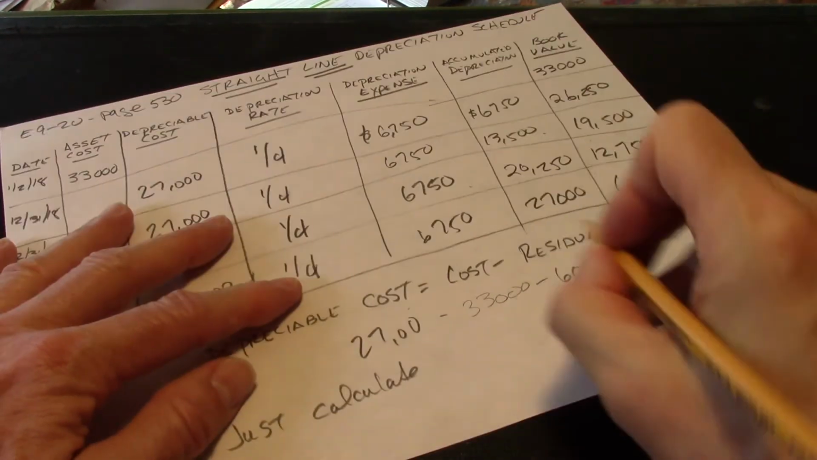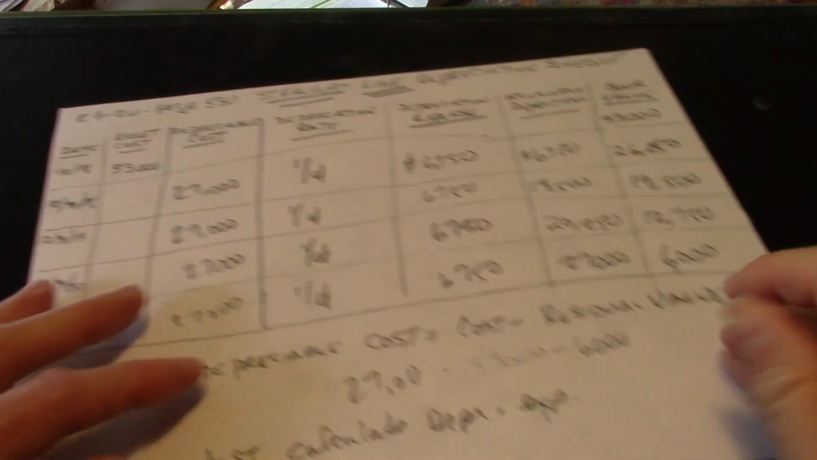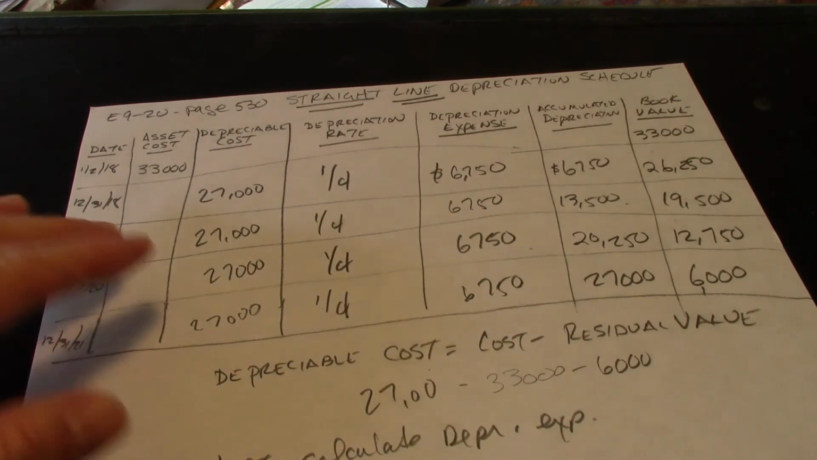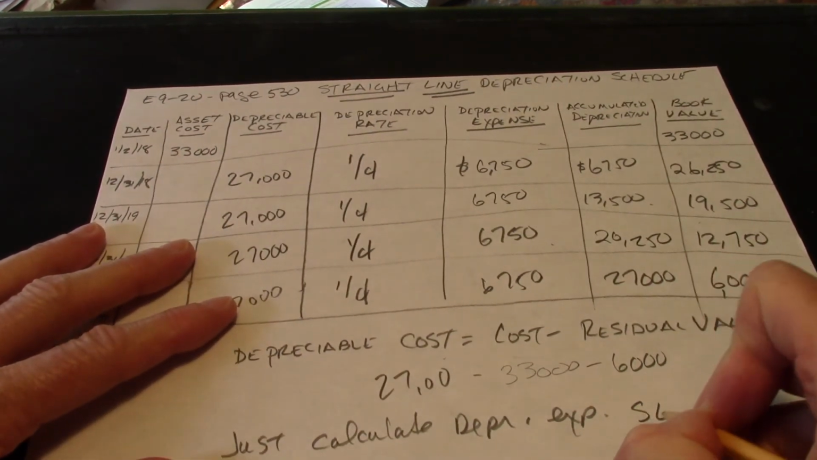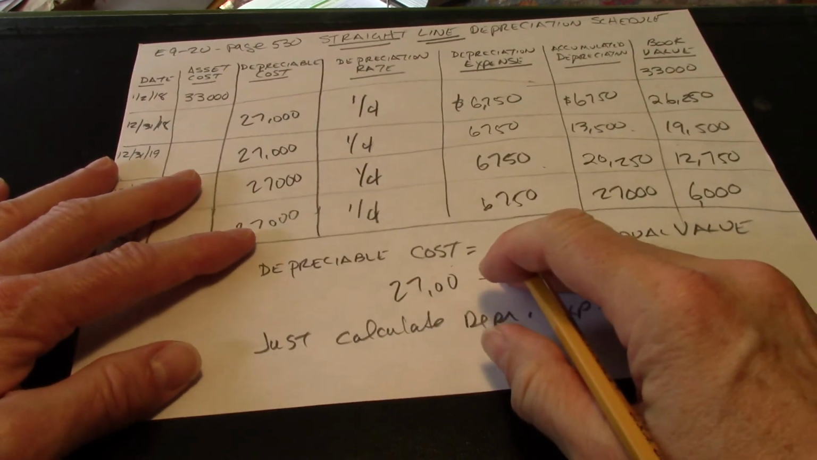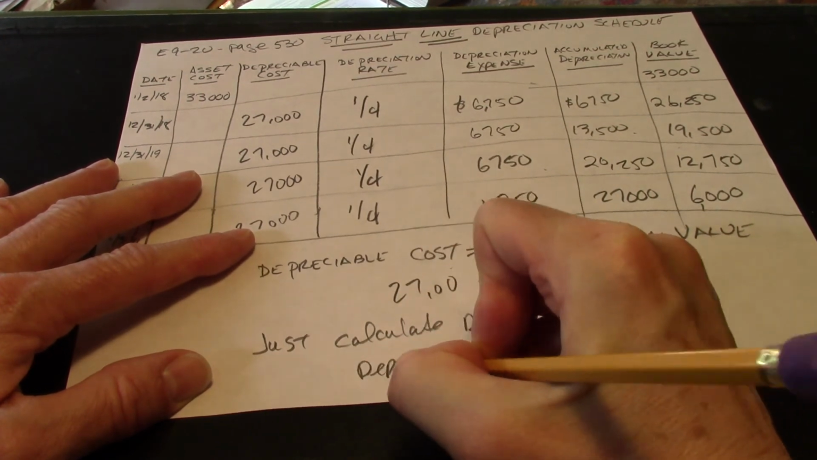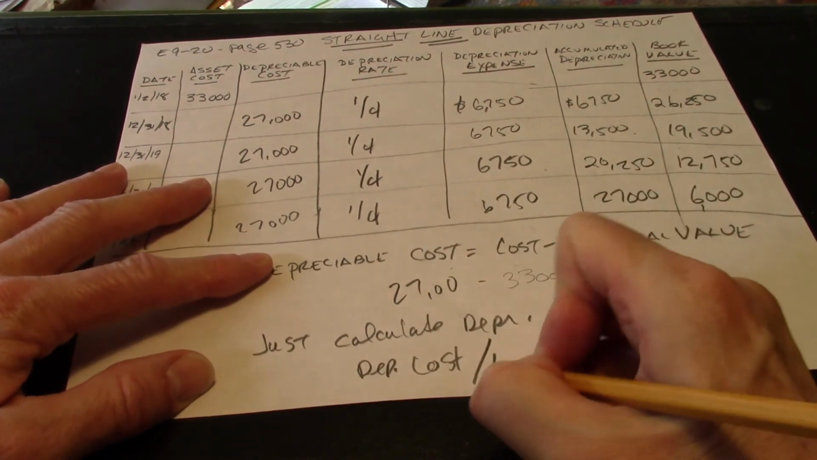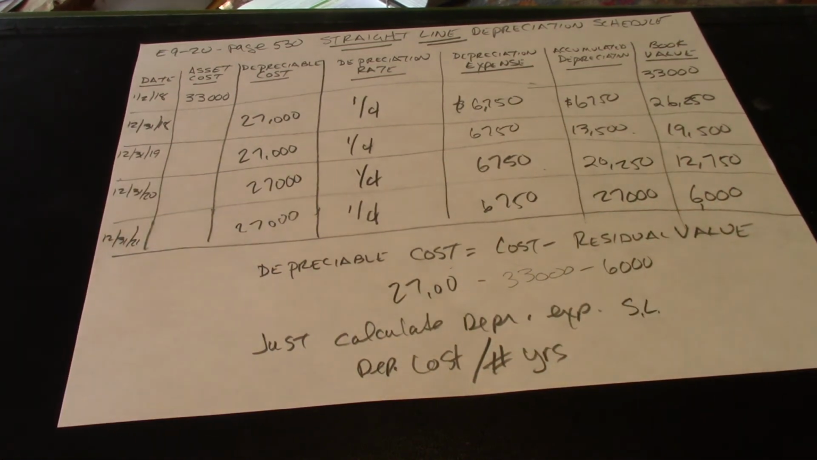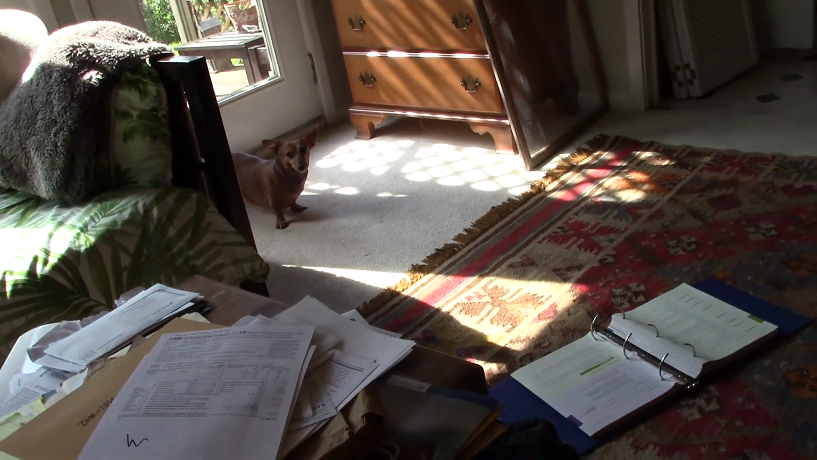And just a little reminder, if you want to just calculate depreciation expense for straight line, you just take the depreciable cost divided by number of years. I'm almost done. And I guess it's time for me to end this video.